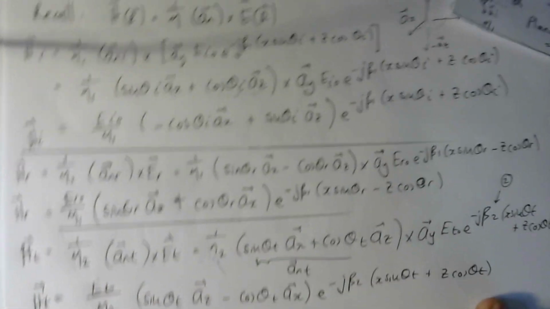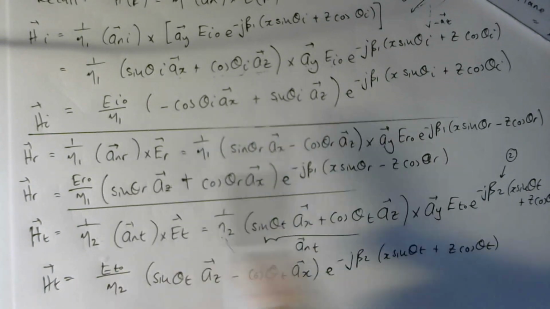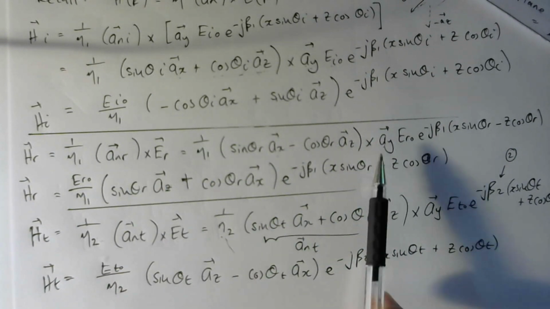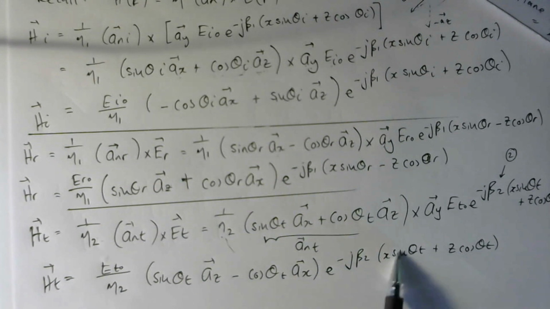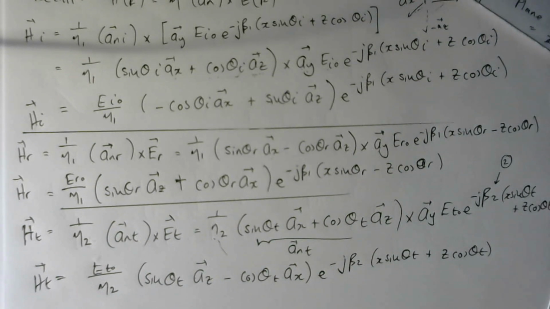What do I have now? I have expressions for my incident magnetic field, reflected magnetic field, and transmitted magnetic field, expressed as functions of theta t and x and z. And I also have expressions now for E_I, E_T, and E_R. Okay, let's figure out what's going to be next.